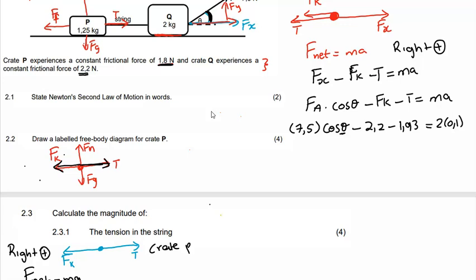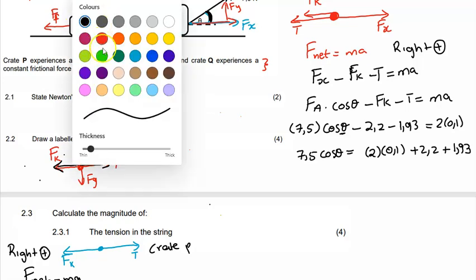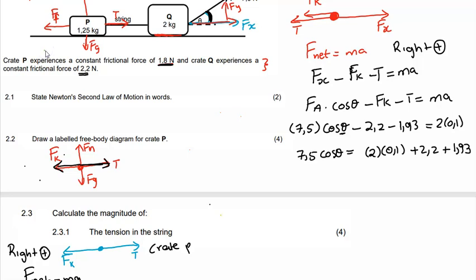So I'm going to make this easy. Remember, I can write it as 7.5 cos of theta, and I can equate this to 2 multiplied by 0.1. Then I'm going to move the 2.2 to the other side to be positive, and also we're going to move the 1.93 to the other side to be positive. Now what's next? We need to divide everything by 7.5. The whole answer that you get there, you need to divide it by 7.5.